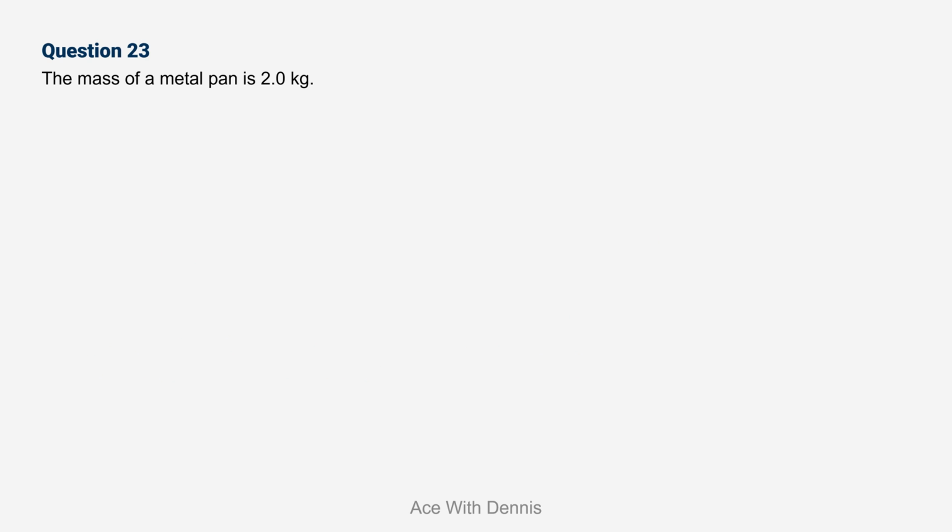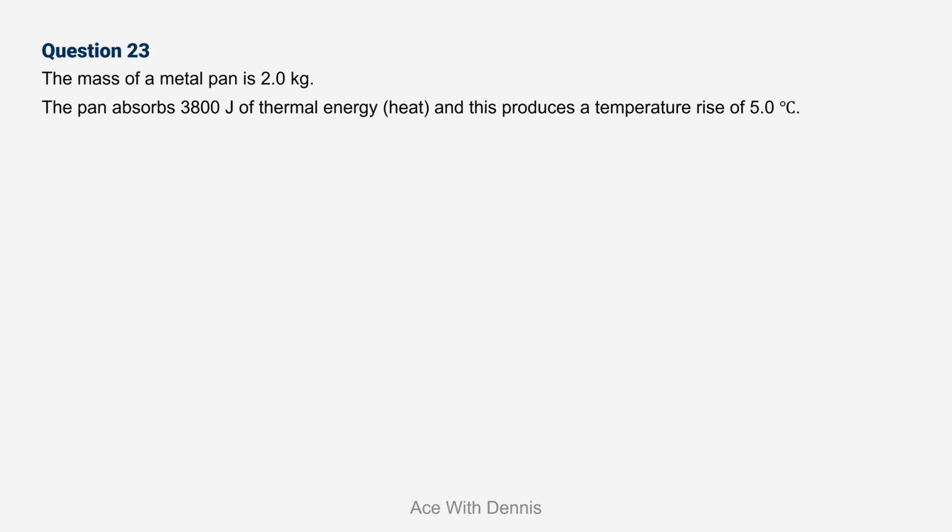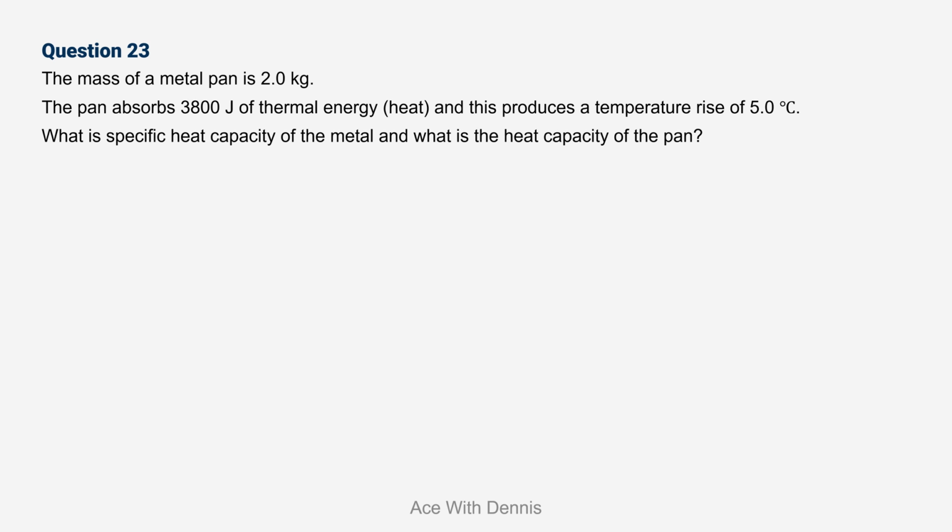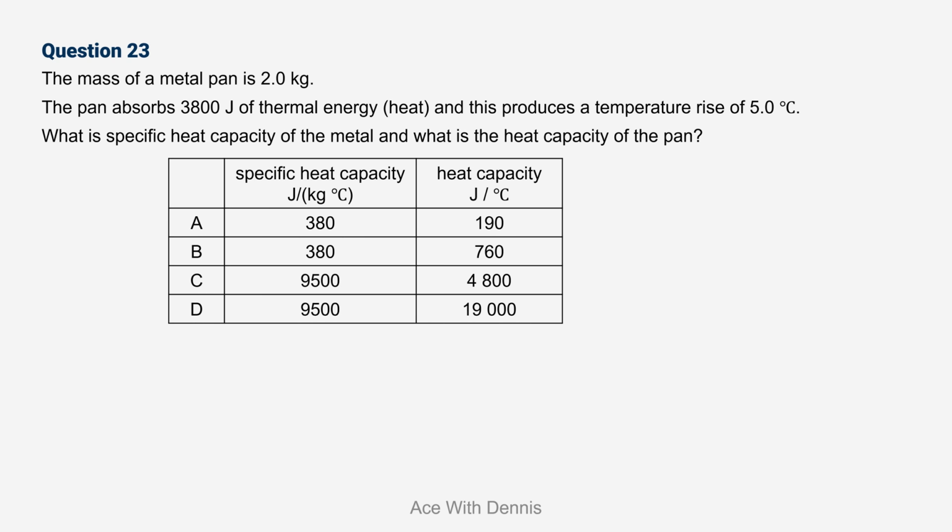Question 23. The mass of a metal pen is 2.0 kilograms. The pen absorbs 3,800 joules of thermal energy, or heat, and this produces a temperature rise of 5.0 degrees Celsius. What is the specific heat capacity of the metal and what is the heat capacity of the pen? So here are the choices A, B, C, D. To answer this question, we need to calculate both the specific heat capacity and heat capacity with their own formulas. So this is the formula for specific heat capacity.